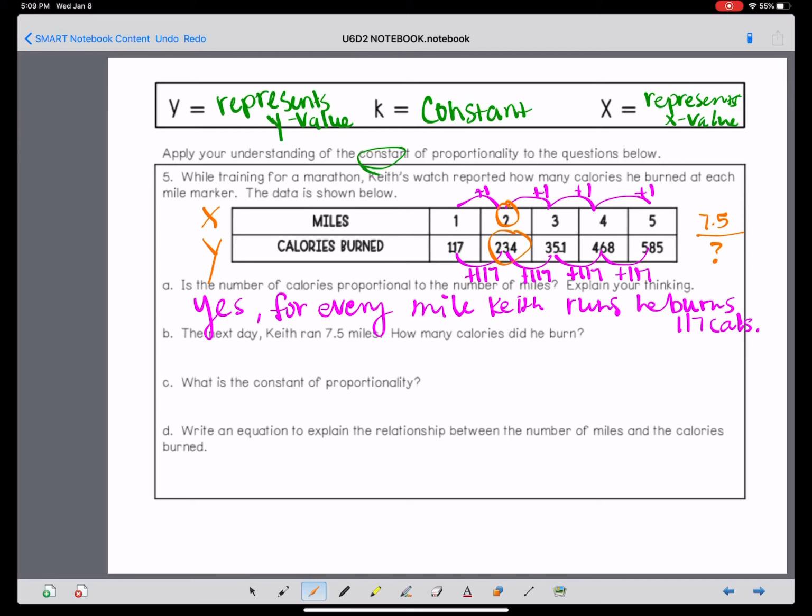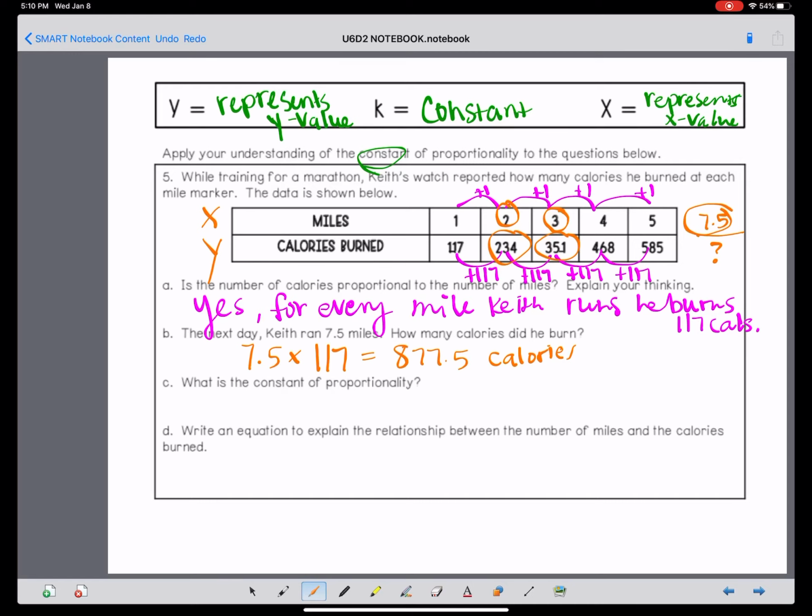Same thing with this one right here, for 3 miles. If you multiply 3 miles by his constant calories burned, which is 117, you will get 351. So for 7.5, let's try multiplying our X value by our constant of 117. 7.5 times 117 gives us the amount of calories that he burned, which is 877.5 calories.